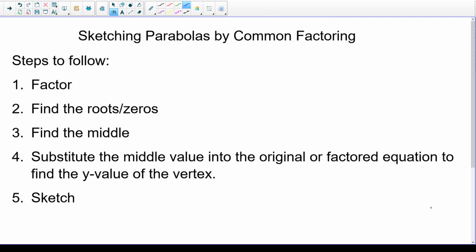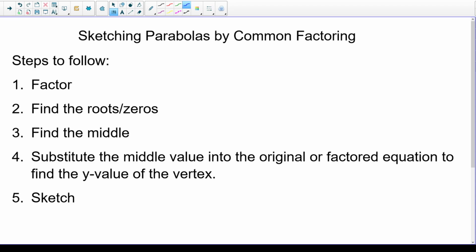So the first thing I'd like you to have in the note that I'm going to post for you is the list of steps that you would follow in order to sketch a parabola by common factoring. So you might not understand all of these steps yet, but I want them to be the first things you see in your note, so that when you're rereading your note to study, or if you need it for next year, you will have that list first, and hopefully you'll remember those steps after I've shown you the actual example.